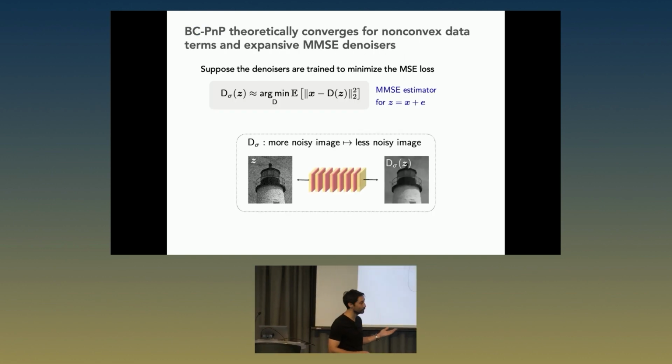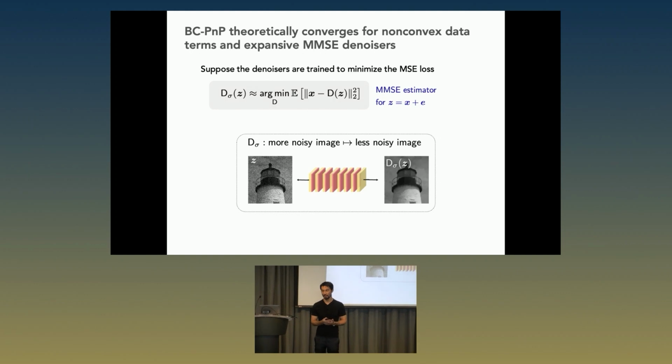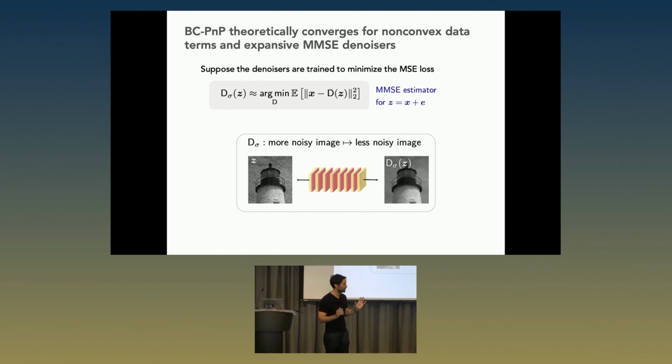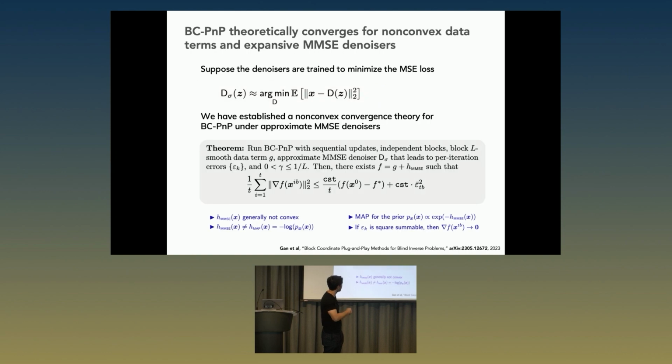So if I assume that my denoiser, so this is a statistical assumption, is approximately an MMSE estimator, which means it performs something like an MMSE estimator, and there is some error factor here. So I assume my neural network is performing this kind of operation for denoisers, and I run this block coordinate algorithm under some Lipschitz continuity assumptions. Then you can show that the algorithm itself will be converging to a stationary point of some loss function up to an error term, right?